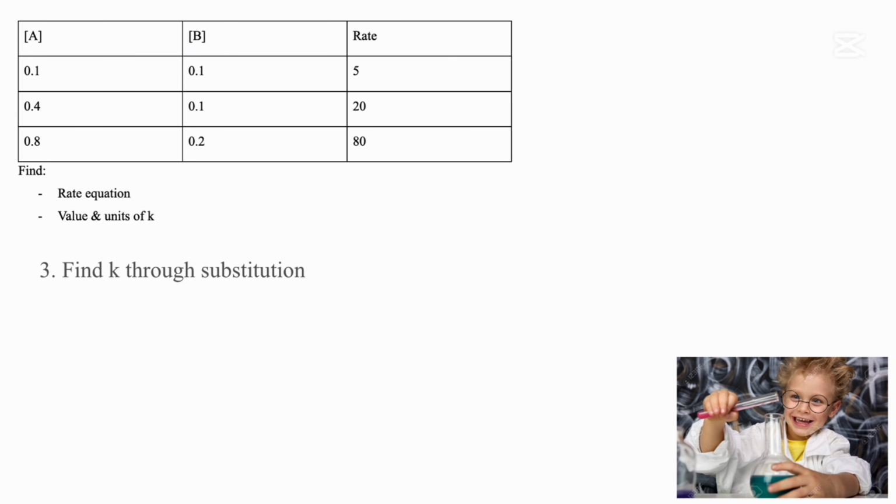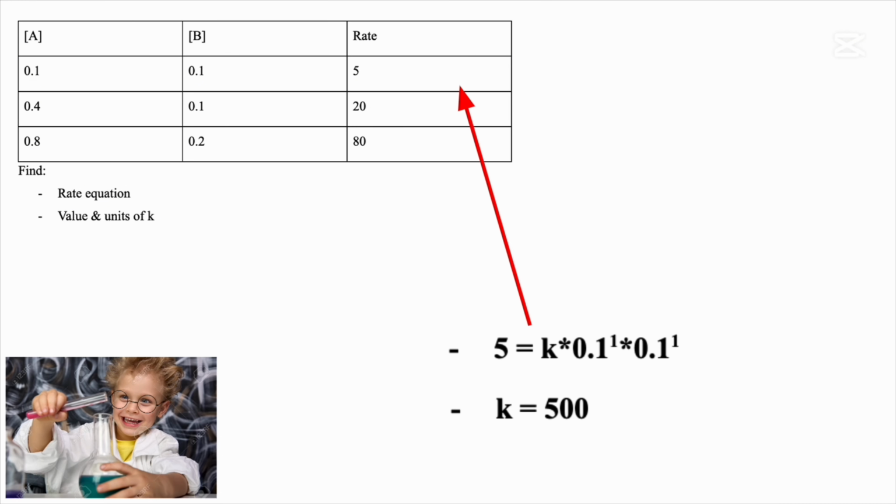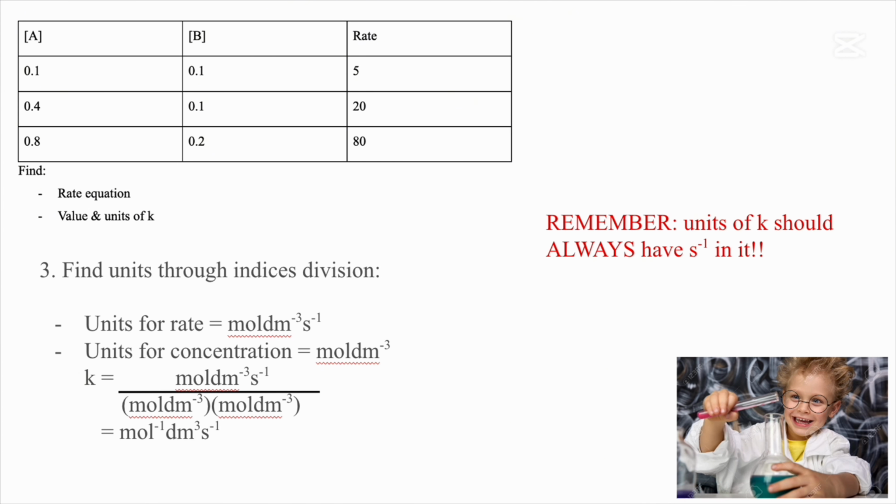Now we will find the value of k through substitution. In this case, we'll choose the first row. R in this case is equal to 5, is equal to k times the concentration of A to the power of 1, which is 0.1 to the power of 1, times the concentration of B to the power of 1, which is also 0.1 to the power of 1. Put that in the calculator. 5 divided by 0.1 times 0.1. k will be 500.